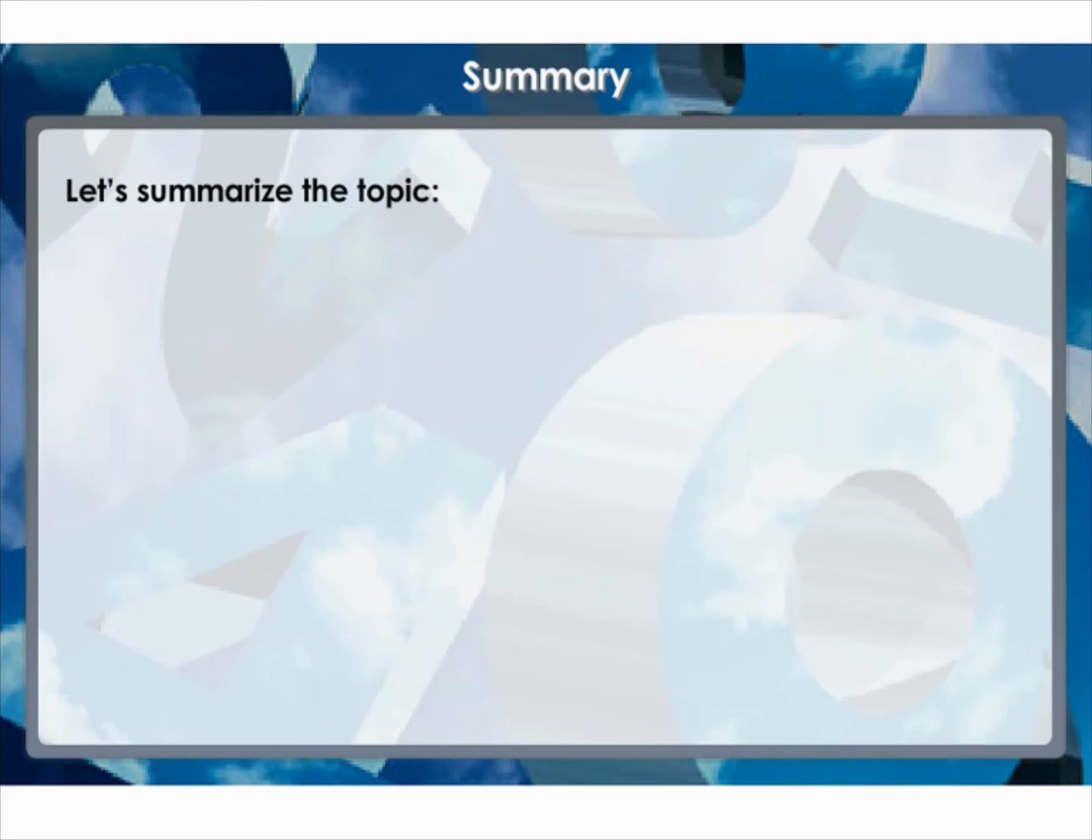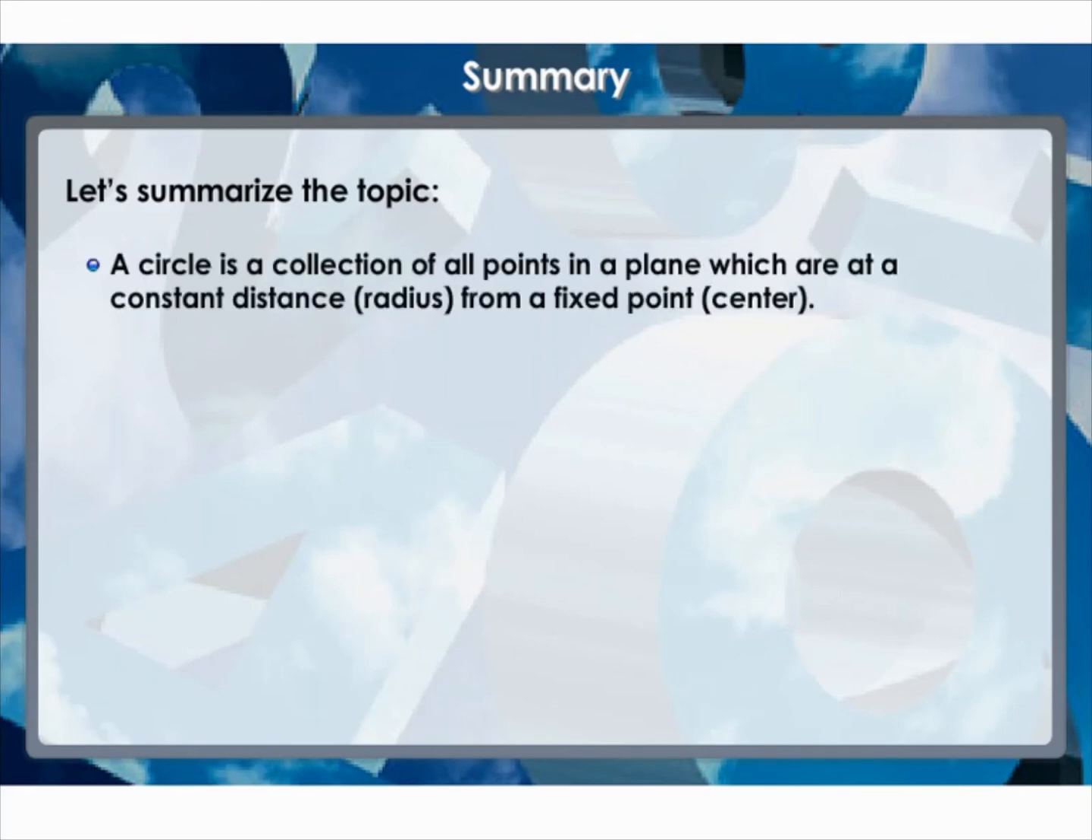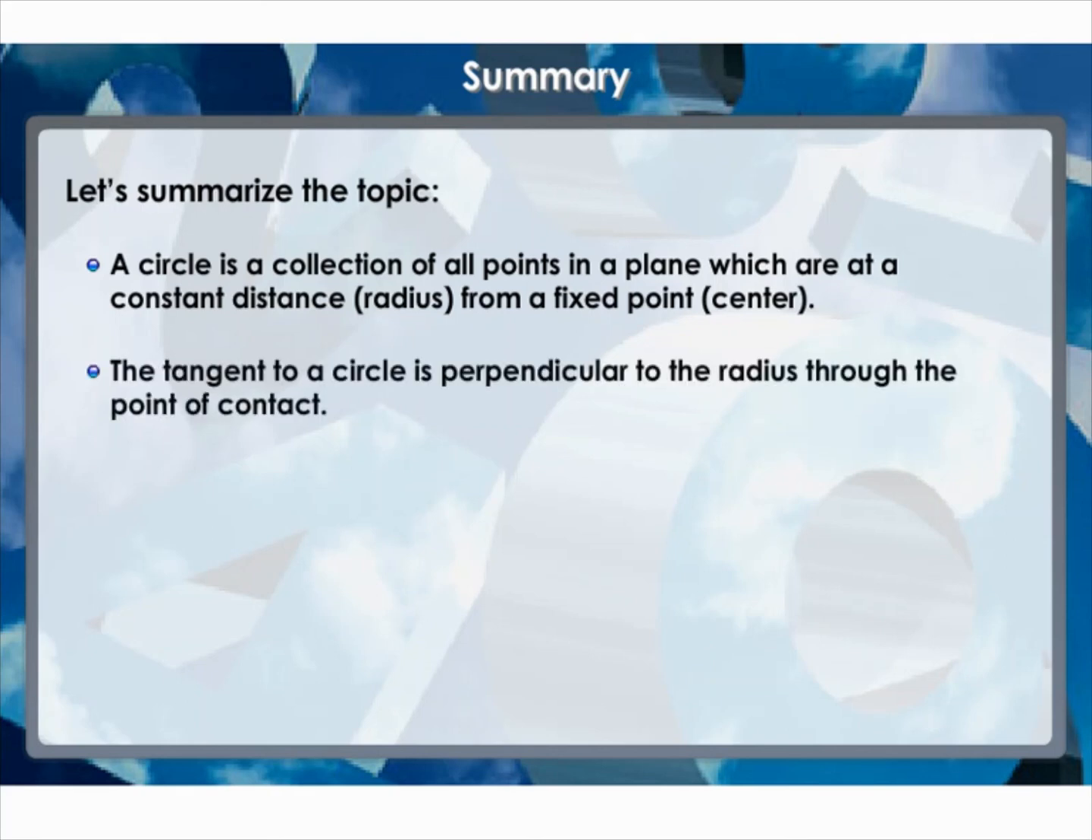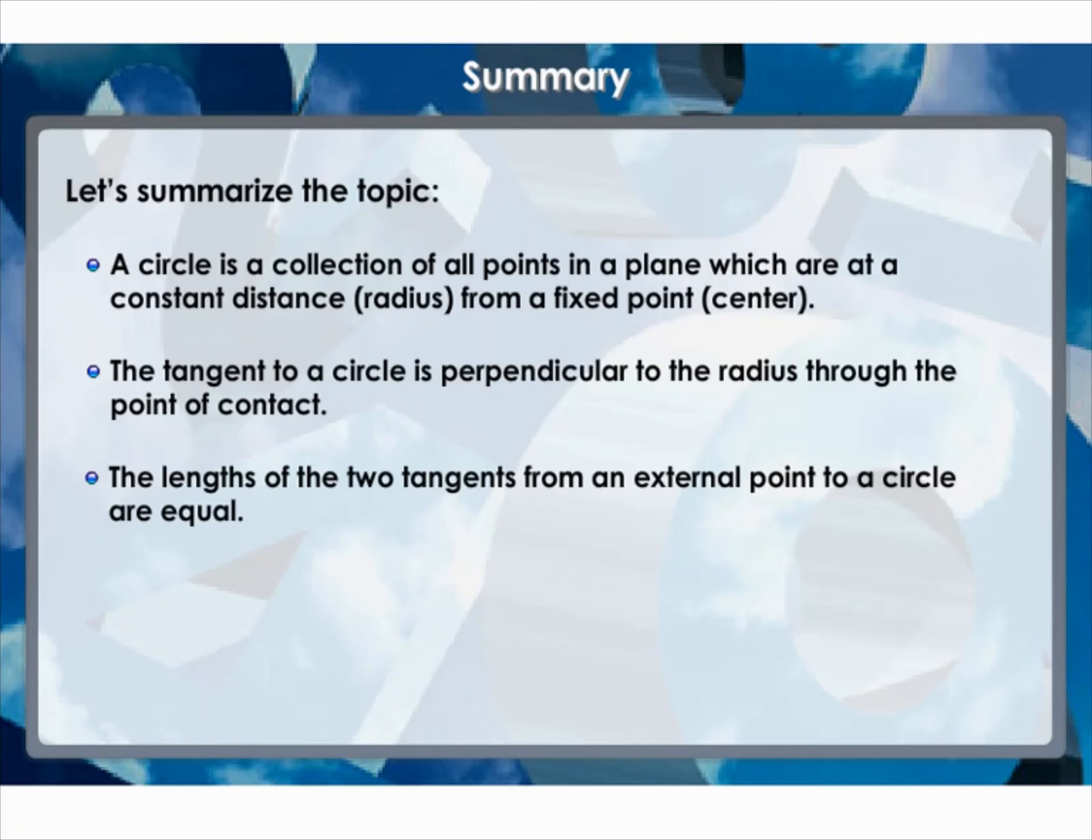Summary. Let's summarize the topic. A circle is a collection of all points in a plane which are at a constant distance, radius, from a fixed point, center. The tangent to a circle is perpendicular to the radius through the point of contact. The lengths of the two tangents from an external point to a circle are equal.